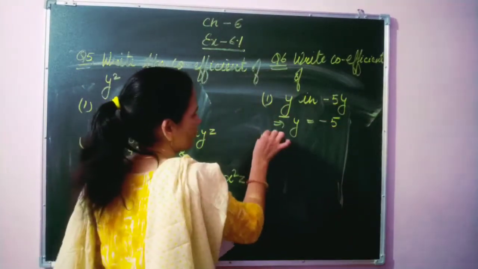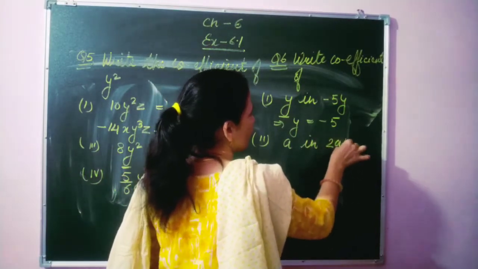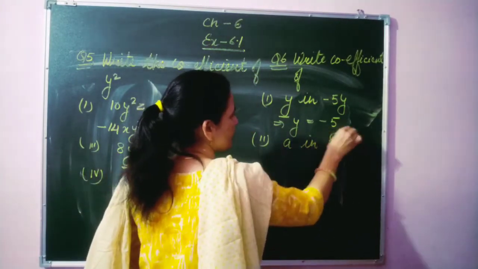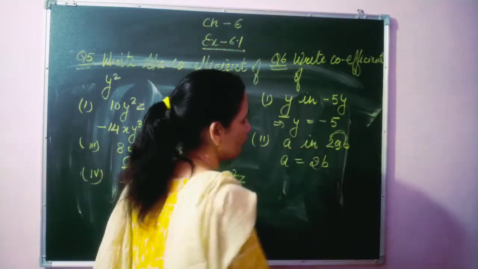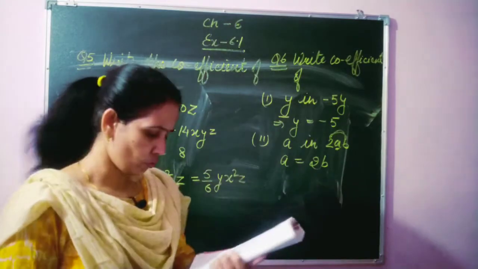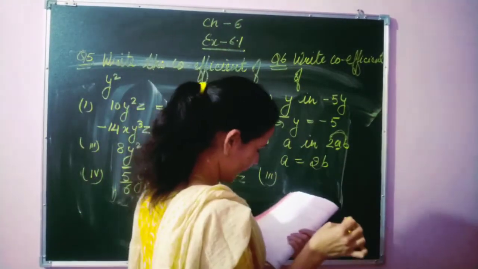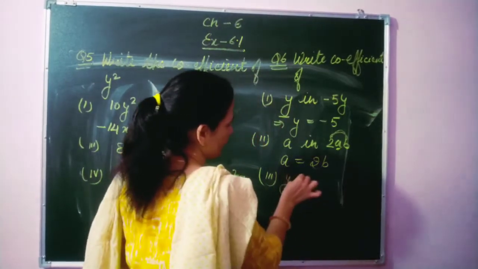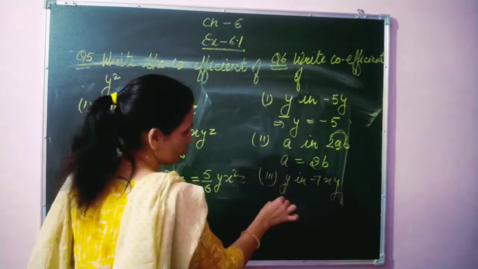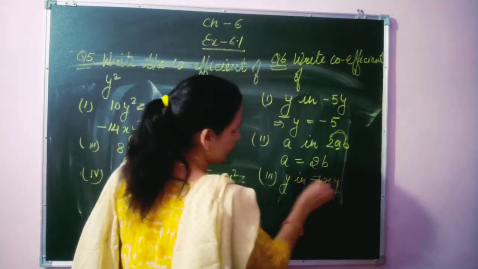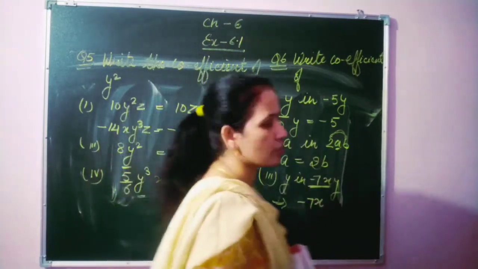Second part, the coefficient of a in 2ab. So we will observe only the a, and the rest, 2b, is the coefficient. So here the coefficient of a is 2b. Third one is y in minus 7xy. So the coefficient of y is minus 7x. So here we can write minus 7x is the coefficient of y.